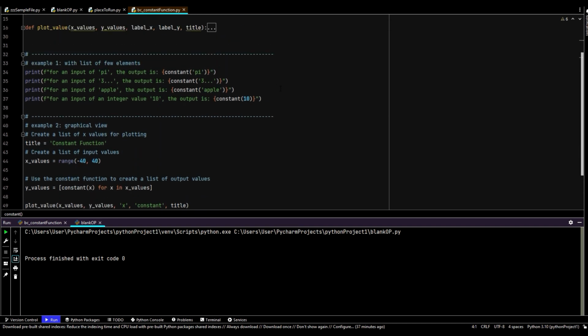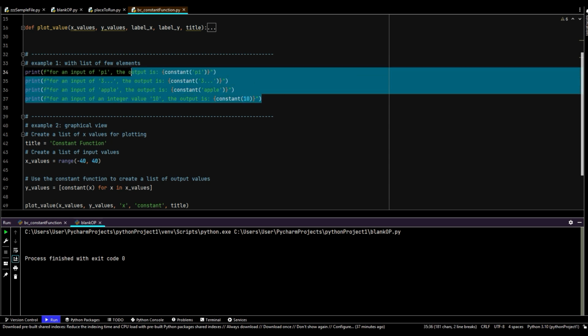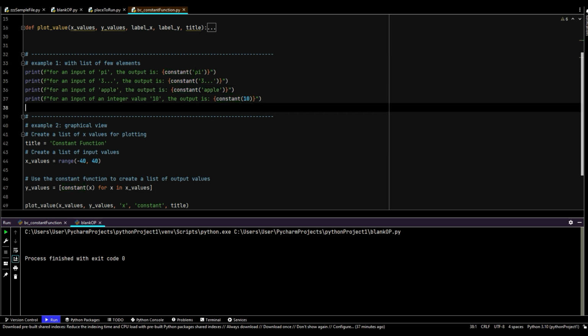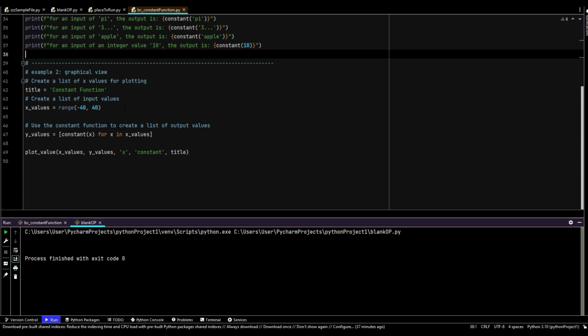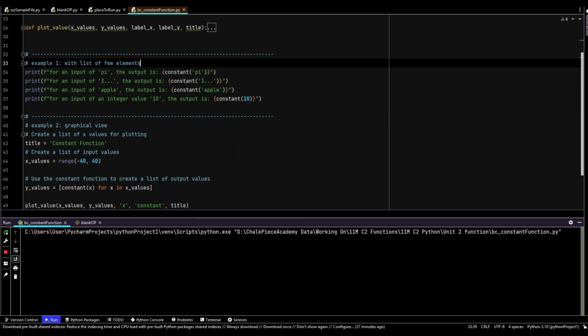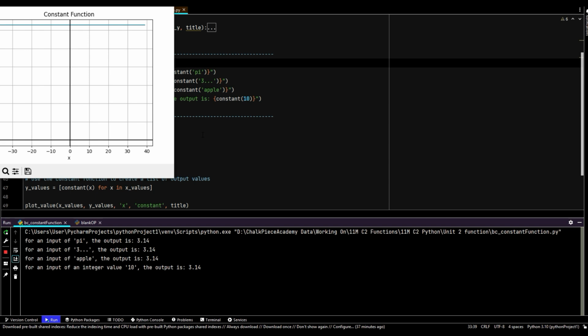Here I have a set of things that is taken as the input. Okay, so it's calling the constant function. You can see the word constant, and I'm giving quite a few input values that are not even related. And there is also a graphical aspect, the graphical view of a constant function. So first thing is we'll just take a few input values.